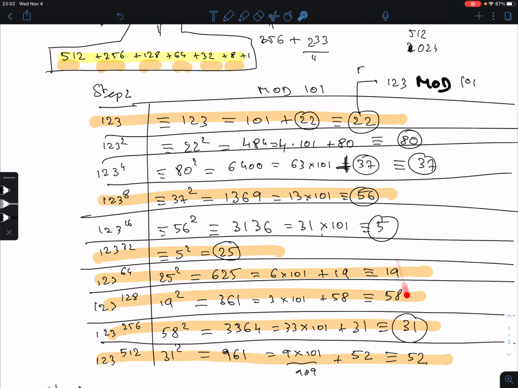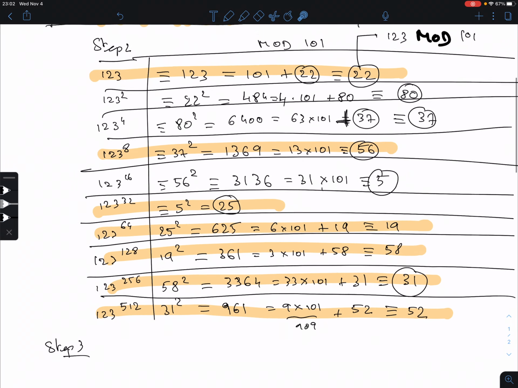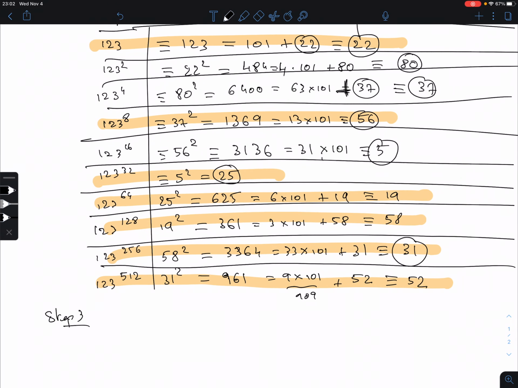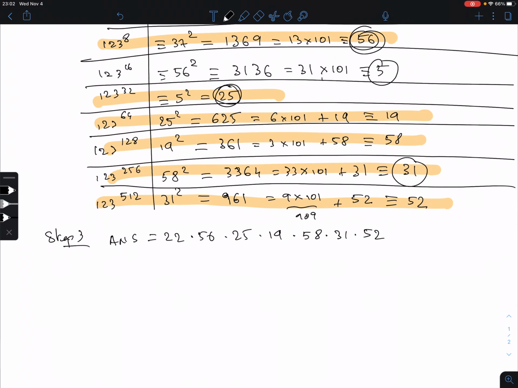So I'm going to take the product of all these numbers, so our answer is going to be 22 times 56 times 25 times 19 times 58 times 31 times 52. Now again, the problem is if I multiply them all out together, this is a huge number, so my calculator cannot handle this. Of course, the point is that it's still calculated mod 101, that's what we want.